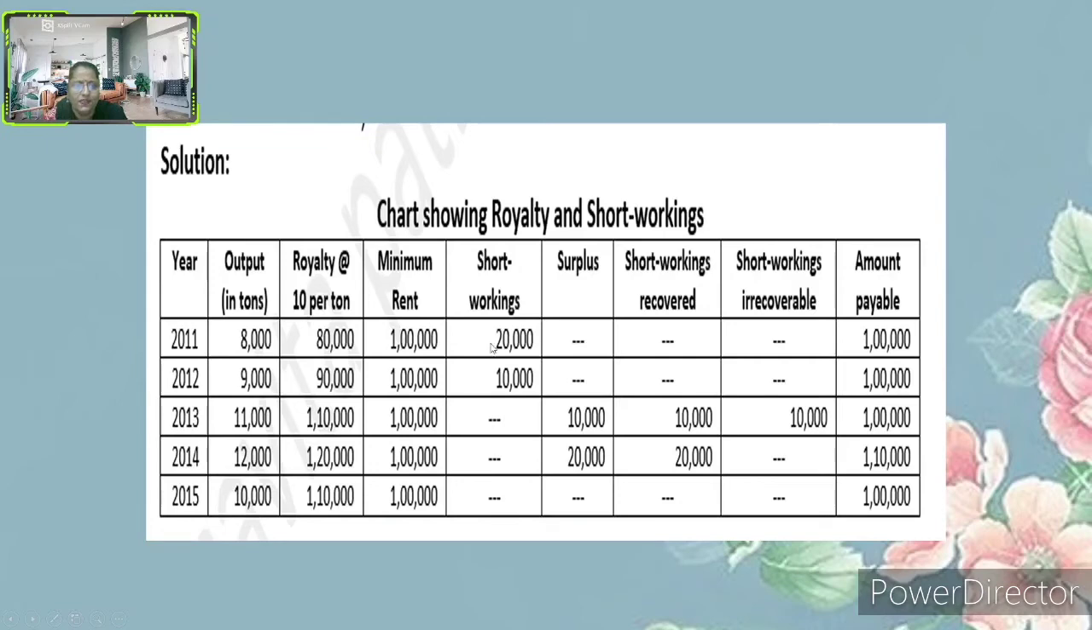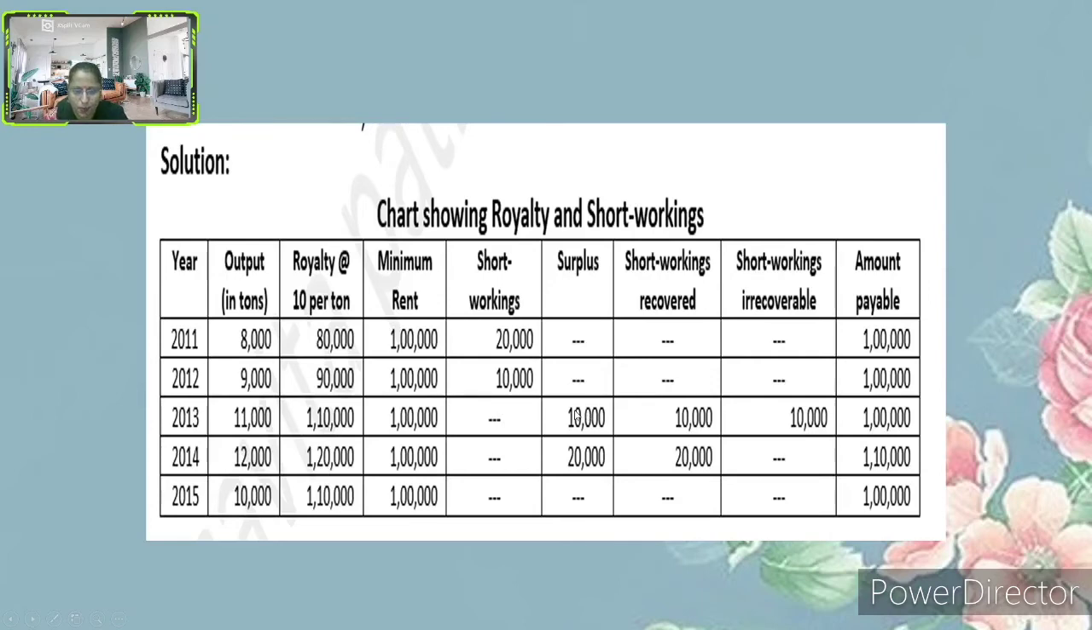Here, for the first year, 1 lakh minus 80,000 is 20,000, the short workings. Next, 1 lakh minus 90,000 is 10,000, the short workings. For the third year we have 10,000 as the surplus, and for the fourth year we have 20,000 as the surplus. 1 lakh 10,000 minus 1 lakh is the surplus, and 1 lakh 20,000 minus 1 lakh is the surplus. Now it can be recovered in the next 2 years.